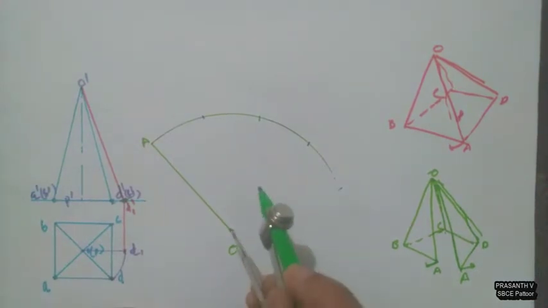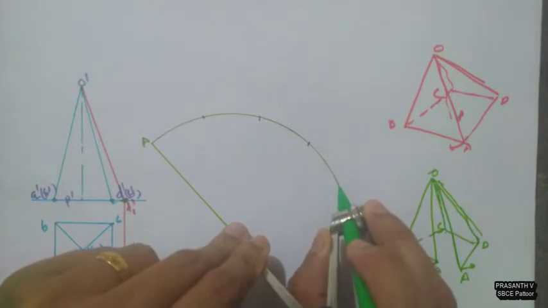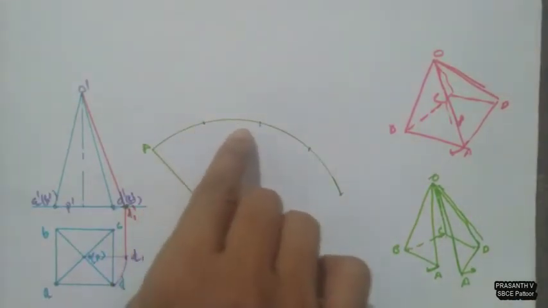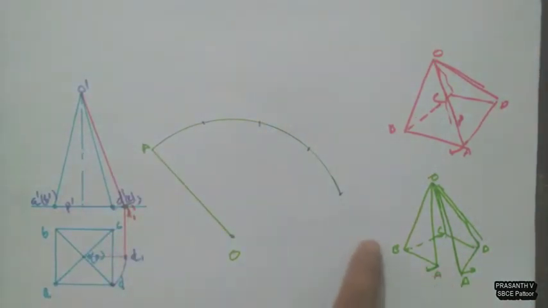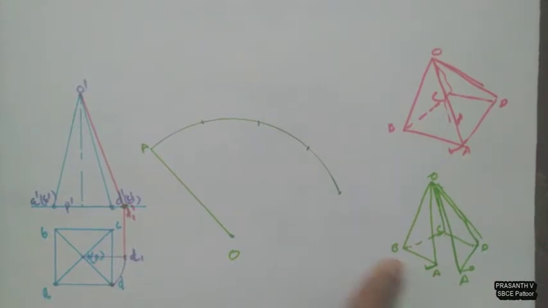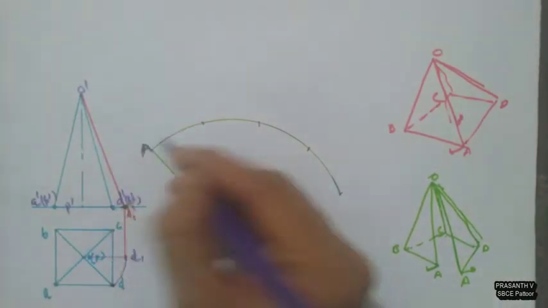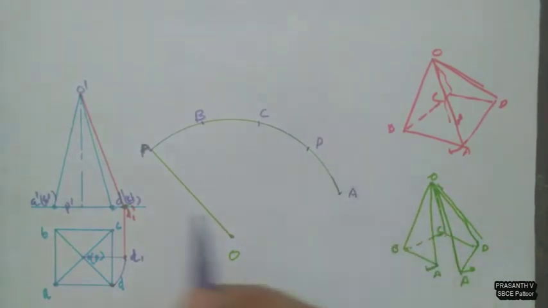Here you have to extend the arc a little bit, somewhere here. Okay, now these are the points of the base. You can see, while I develop the surface of the square pyramid, these are the base points A. You can see here A, B, C, D, again A. So similarly here also I have the base points as A, B, C, D, again A.